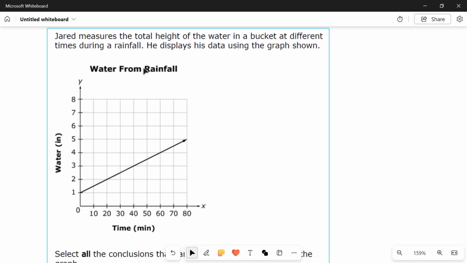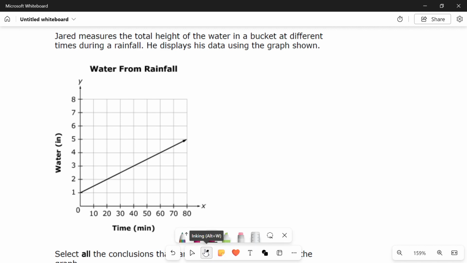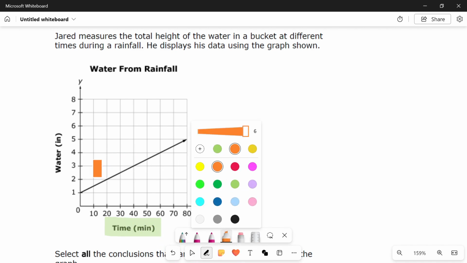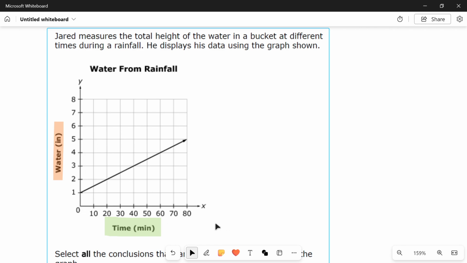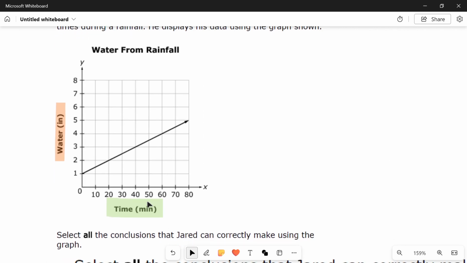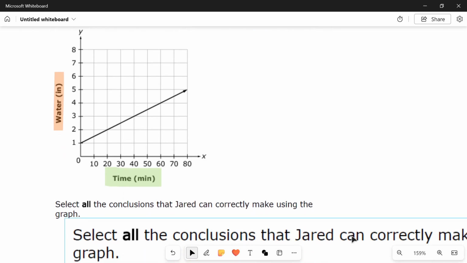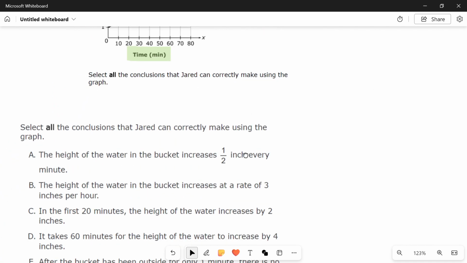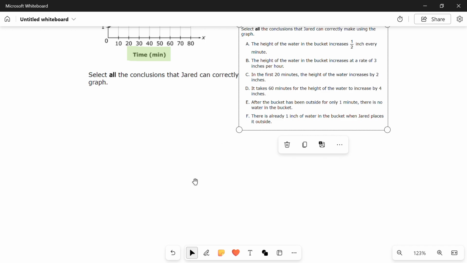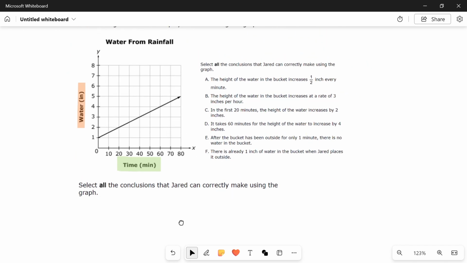Okay, so Jared is measuring the total height of the water in a bucket at different times, and they're displaying this in a graph. So what we have here is the time down here below, and the amount of water in the bucket over here on the side. So can we say how much water is in the bucket depends on when we look? If so, then we have a function, and it looks like we do. So how much water is in the bucket depends on how much time has gone by. Now we need to look at this and figure out of all these statements here, how many of these are true. Let me shrink this down and move it closer, and then we can zoom in here.